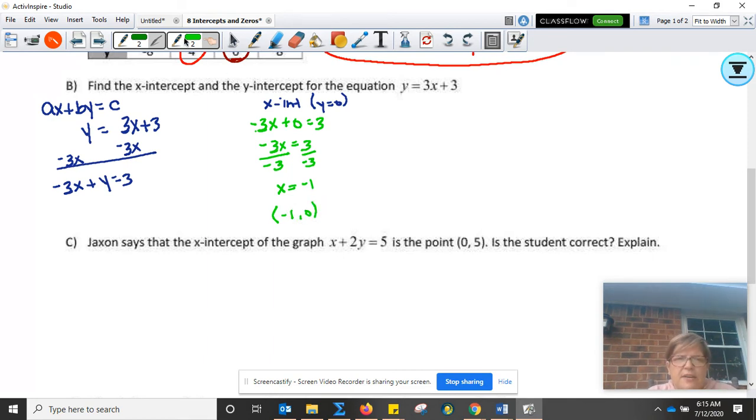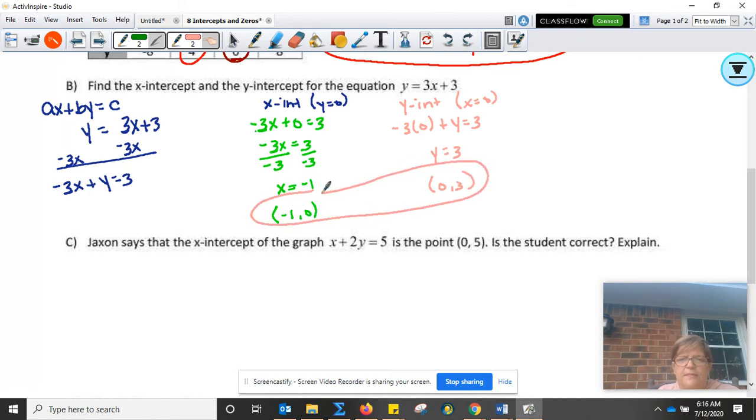Now for your y-intercept. For the y-intercept, we plug in x equals 0. Okay, so using my standard form, negative 3 times 0 plus y equals 3. Negative 3 times 0 is 0, so we have just y equals 3. So your ordered pair would be (0, 3). And there's your x and y intercepts.